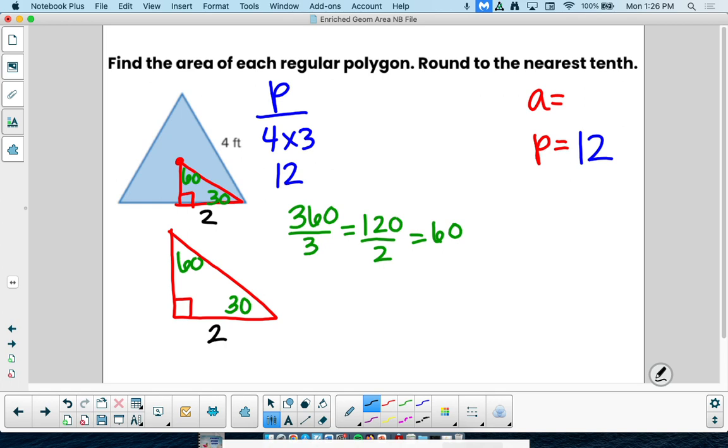I got 7.2. Anyone get 7.2? No one's there yet? Okay, do we agree that this is a 30, 60, 90 triangle? Yeah. Okay, so your long leg is 2. How do you work backwards to get your short leg from here? Divide by root 3. So 2 divided by root 3. 1.2. So that's your hypotenuse, 1.2.